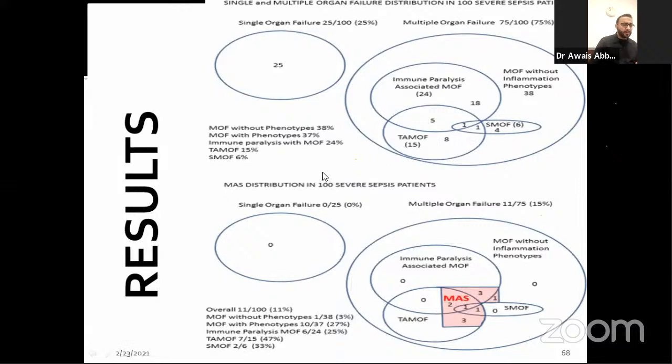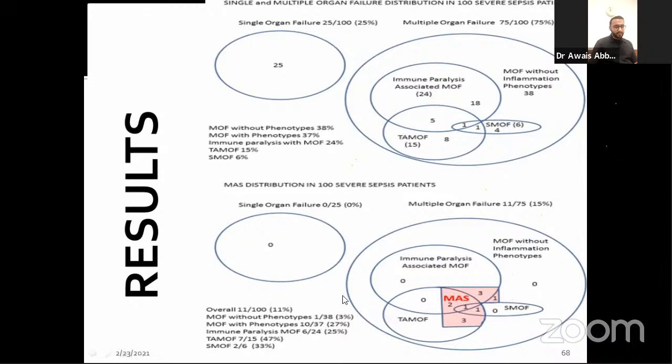Now I will come to the lower part of the figure, which shows the macrophage activation syndrome distribution in these 100 patients. Again, in single organ failure, no patient had a case of MAS. All the cases were in the multi-organ failure category. The important point to note here is that nobody developed MAS among the multi-organ failure patients who did not have any phenotype.